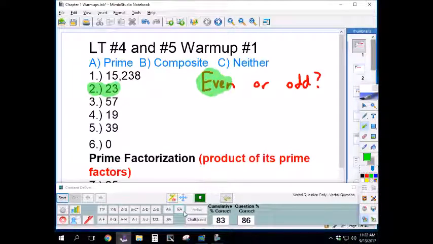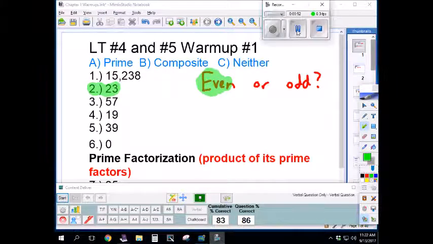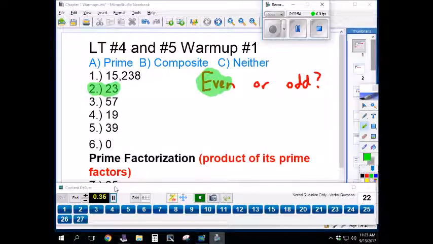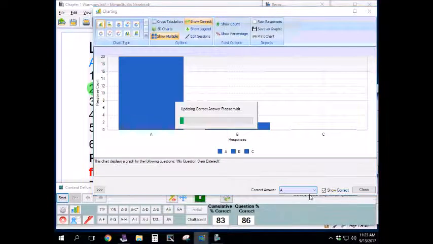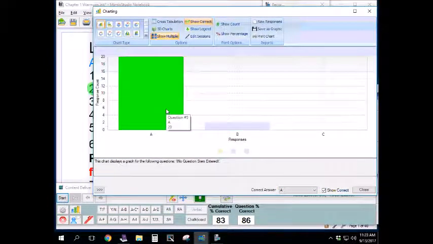Is it prime or composite? Okay, so here we go. We are going to go ahead and end this. Now you can see the majority of you, once again, on this one, are getting it correct. 20 of you said it was prime. Good job. We did have a couple say composite.